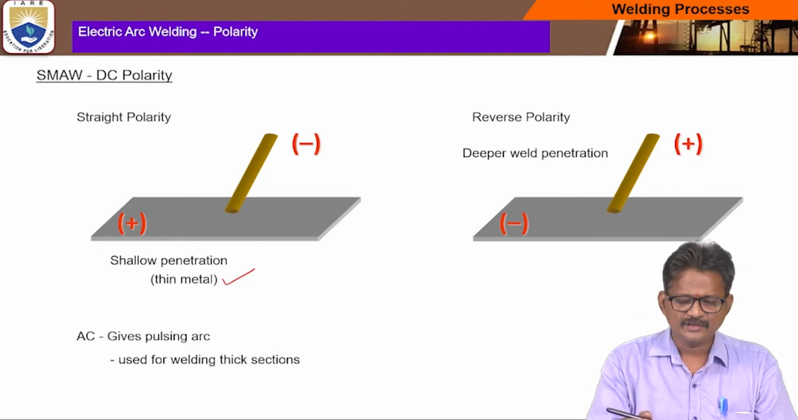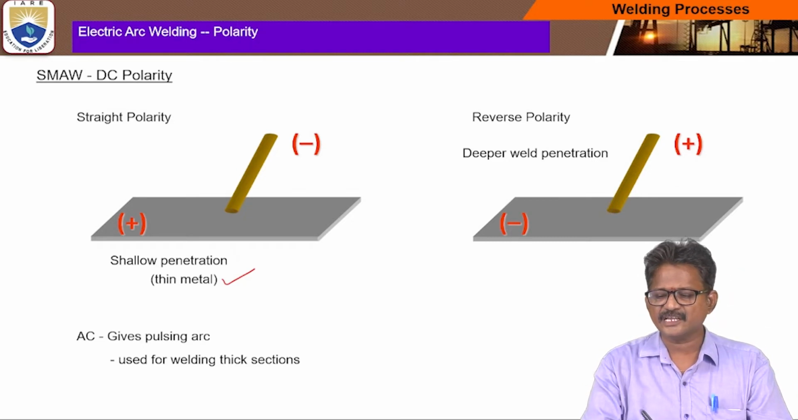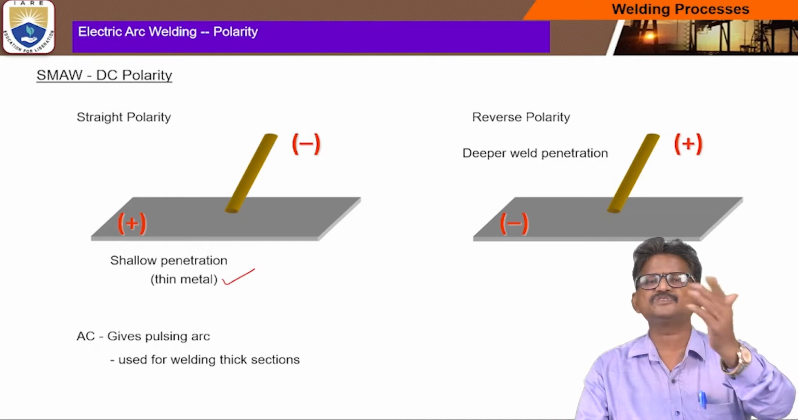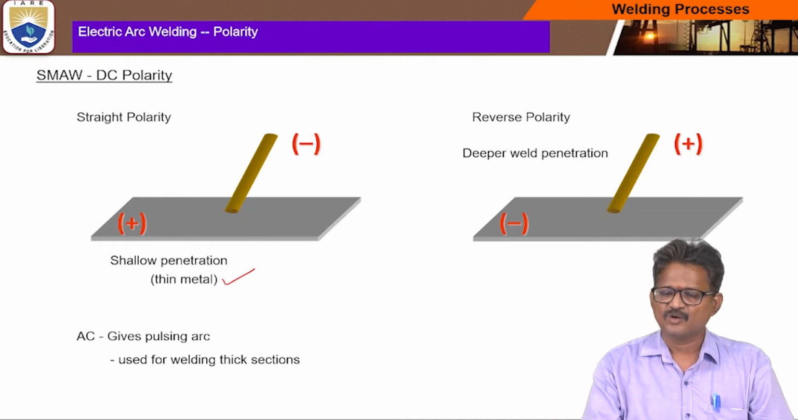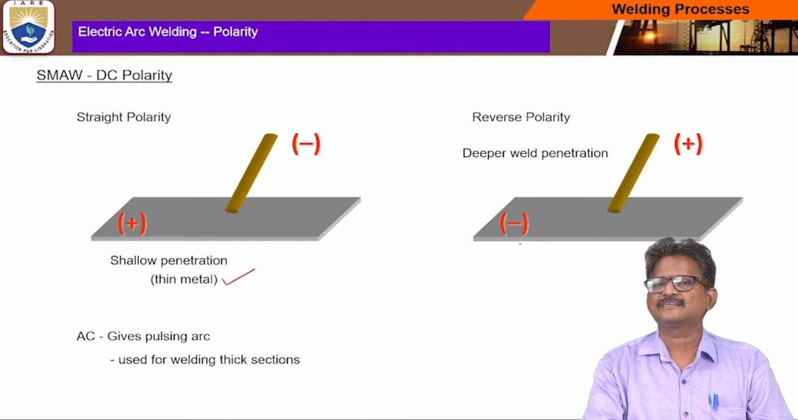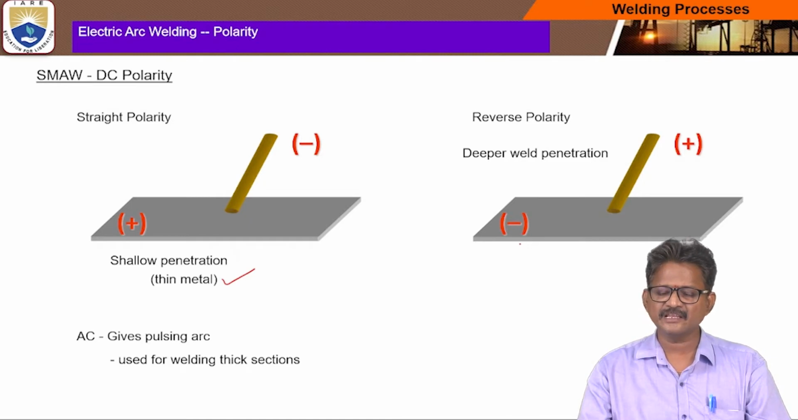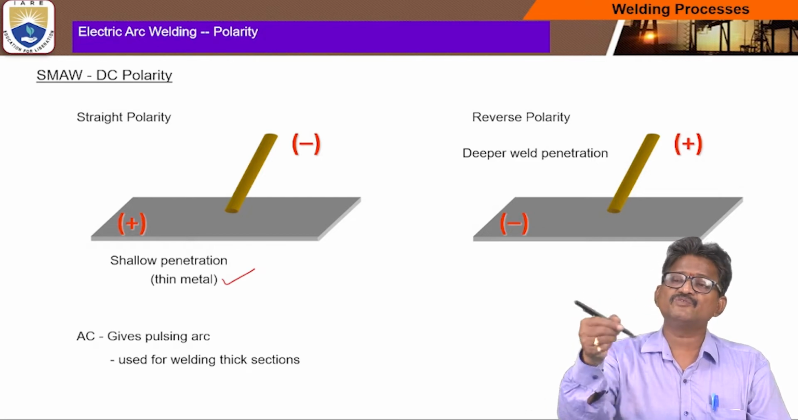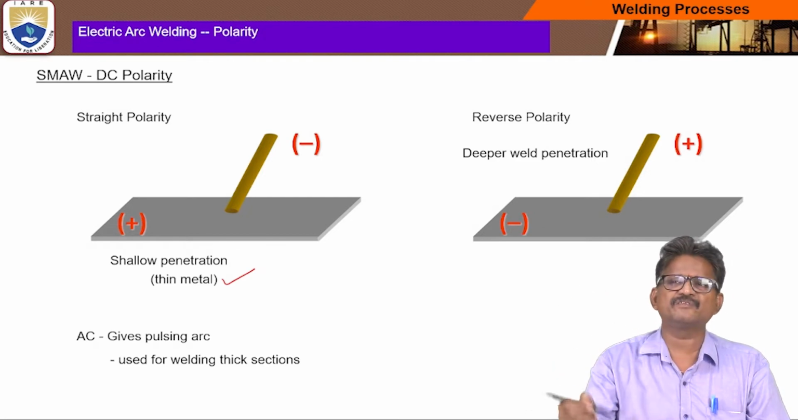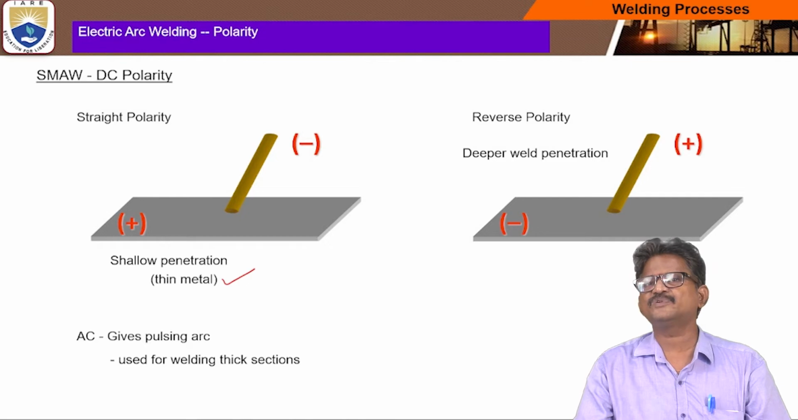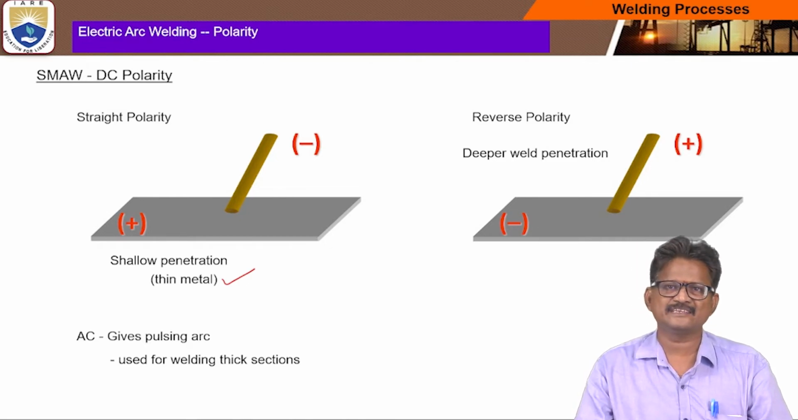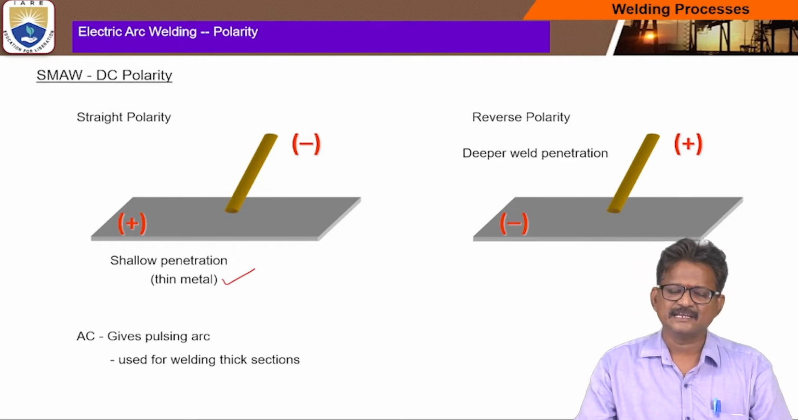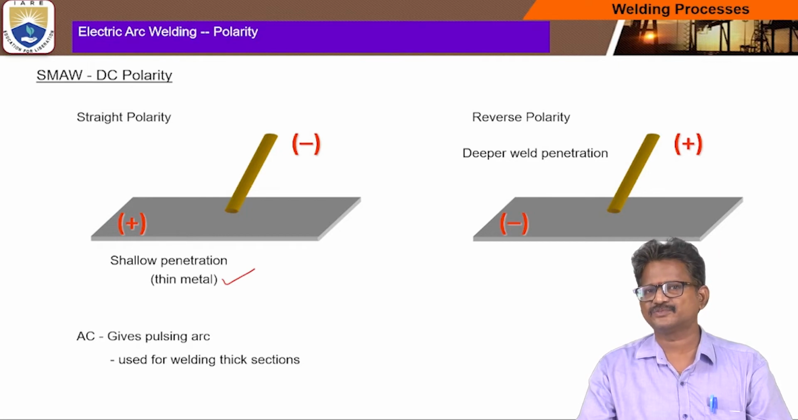And DC reverse polarity means just the opposite of straight polarity. That is, the workpiece is connected to the negative terminal and the electrode is kept positive. So whenever you want a deeper weld penetration, you can use reverse polarity. So this is about the DC direct current generators.